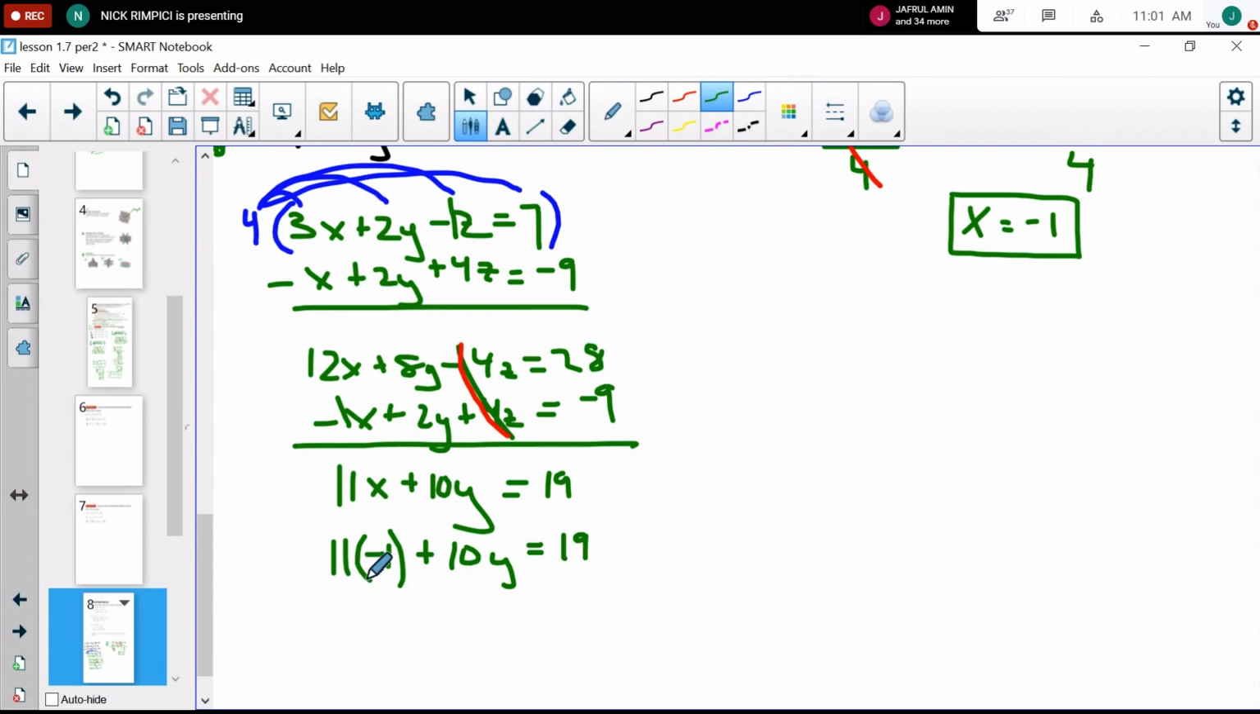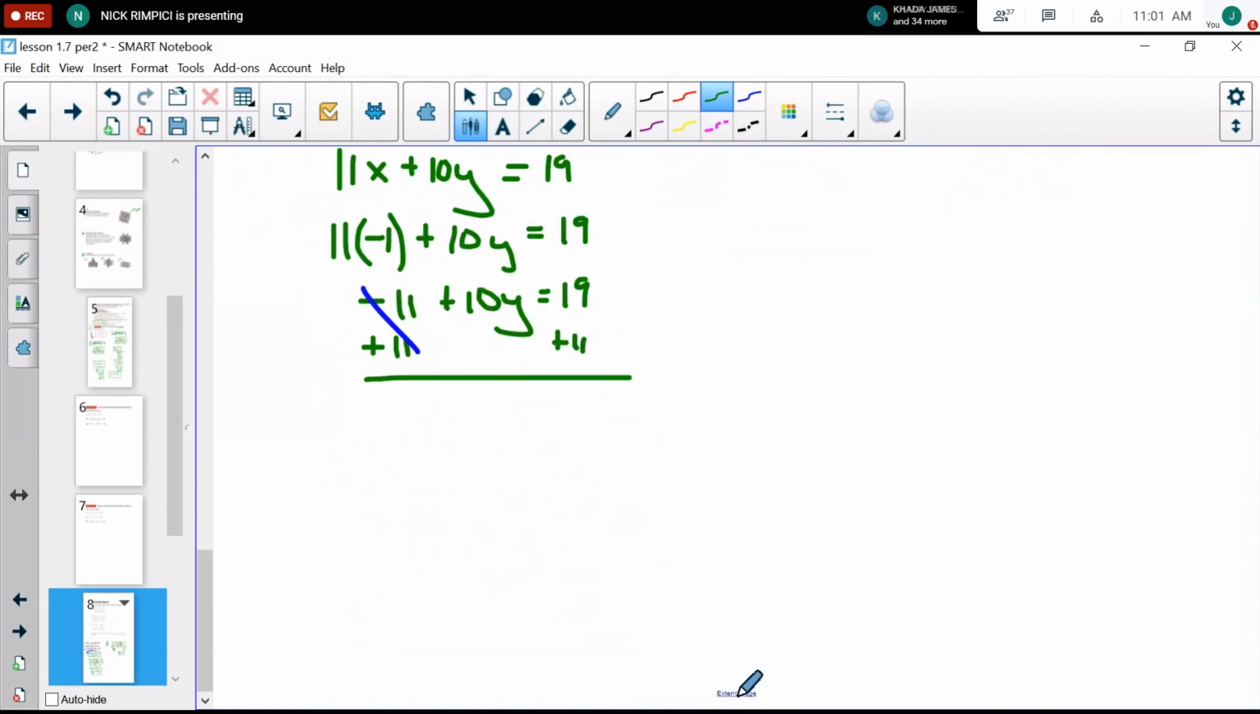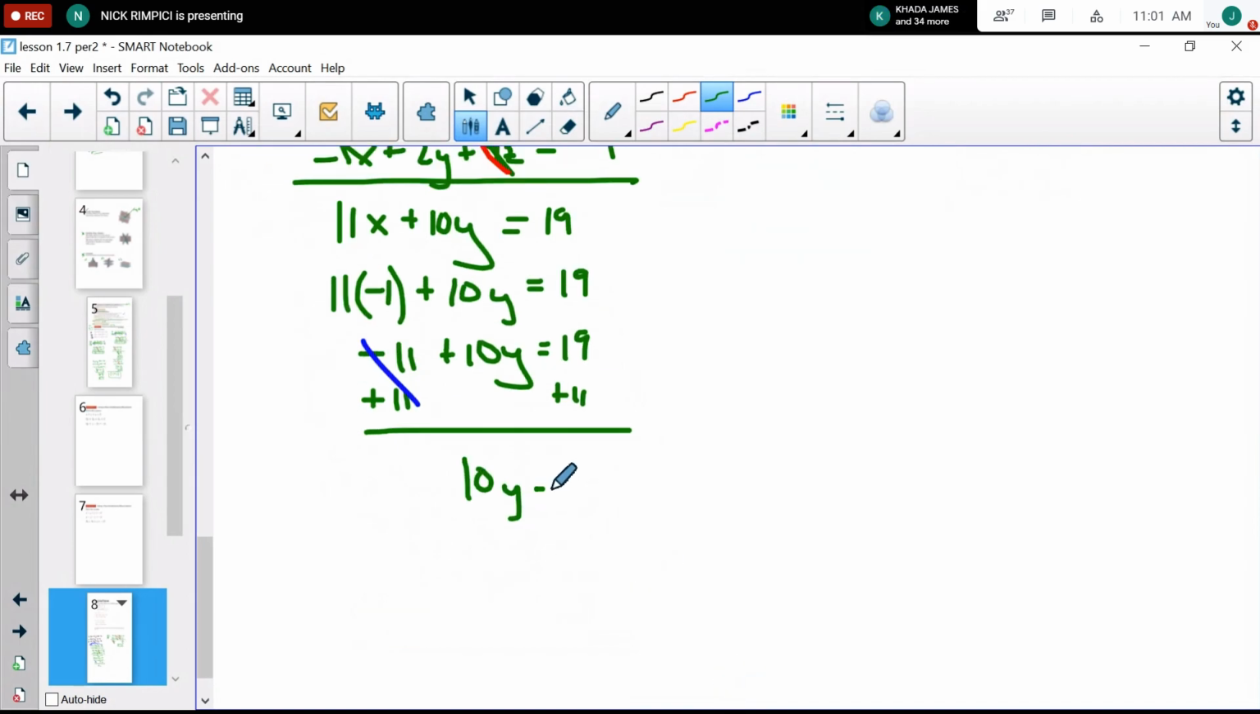And when I work this out, 11 times -1 is -11. And then from there, I'm going to add 11 to each side. I'm trying to solve for y, so I'm just adding 11 to get the 10y by itself, and that cancels out the 11s. And then I have 10y equals 30, right? Because 19 and 11 gives me 30. And finally, to get y by itself, I just divide by 10 on each side of the equation. These cancel. And y is going to equal 3.